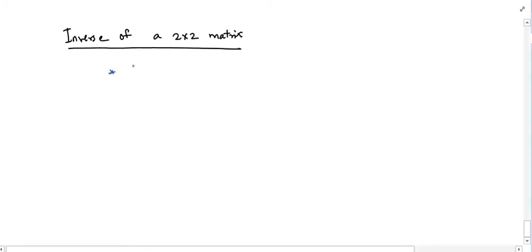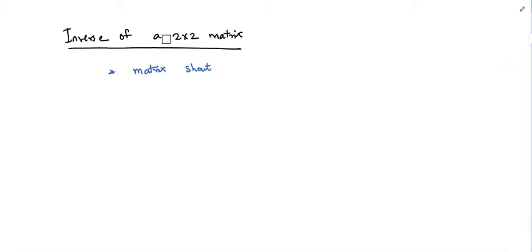Everyone, now we will see how do we find the inverse of a 2 by 2 matrix. I'm giving you a shortcut to find the inverse of a 2 by 2 matrix. So again, when we want to find the inverse of a matrix, two conditions should be fulfilled. First of all, the matrix should be a square matrix.